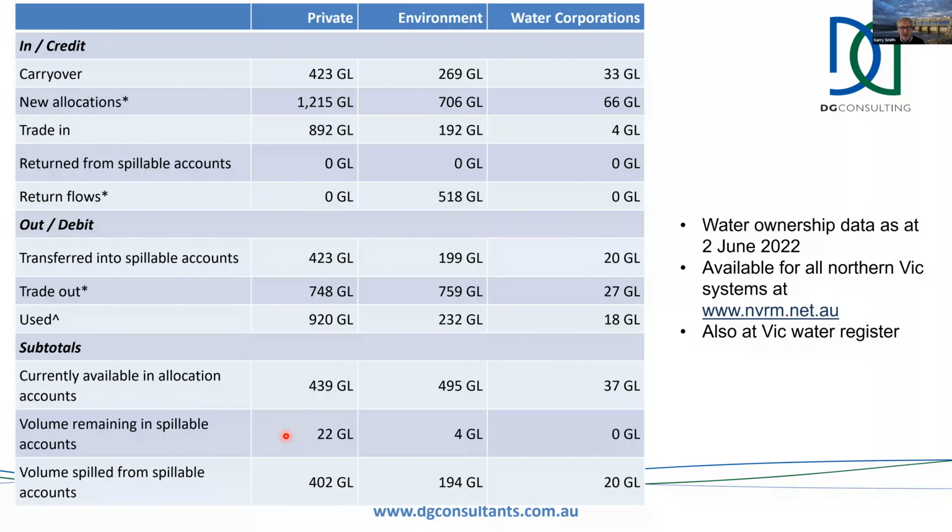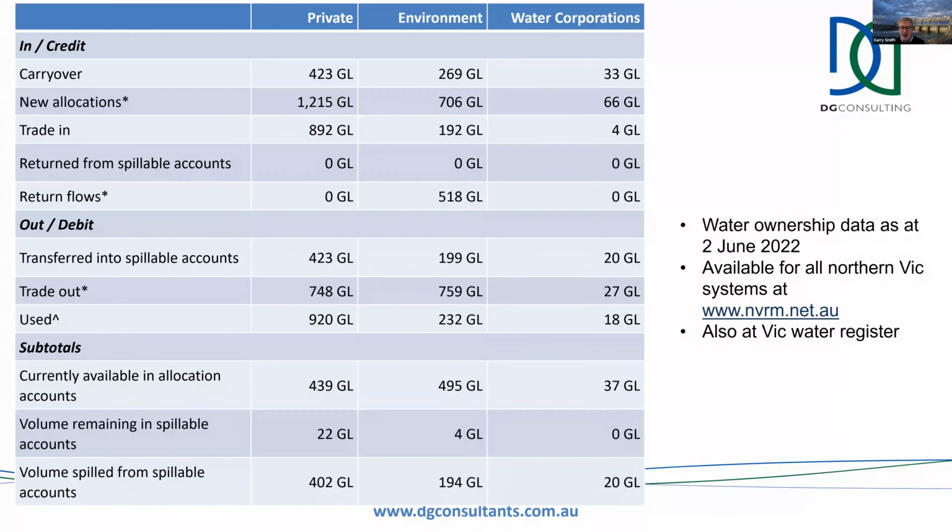Should note also that this was as at the 2nd of June, but any water in spillable water accounts as at the 10th of June, the resource manager has announced that that water will be returned to normal allocation accounts. So effectively, that's equivalent to a low risk of spill being declared on the 10th of June, and that water will be available in allocation accounts, and then people can decide what to do, whether to carry over, whether to offer it onto the market, or organise their portfolio management for the end of the year.